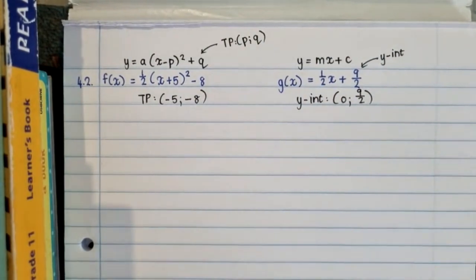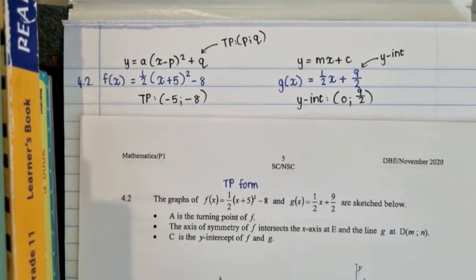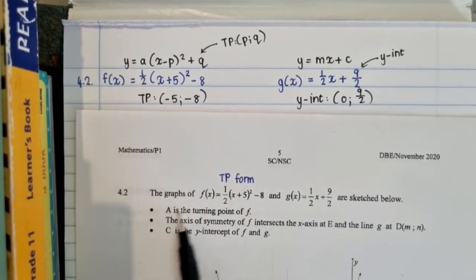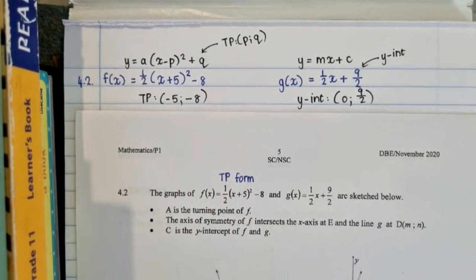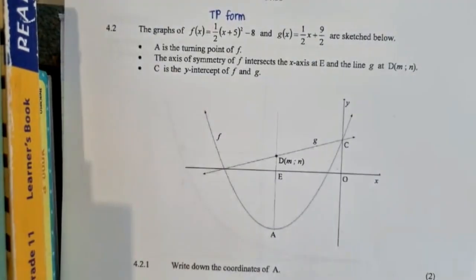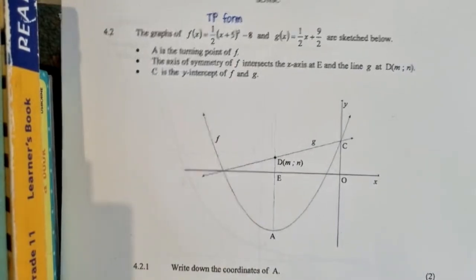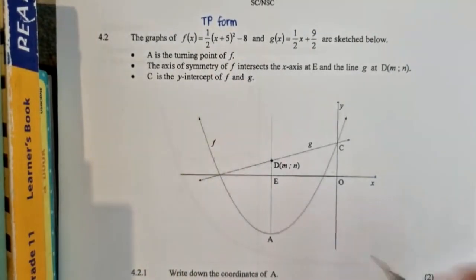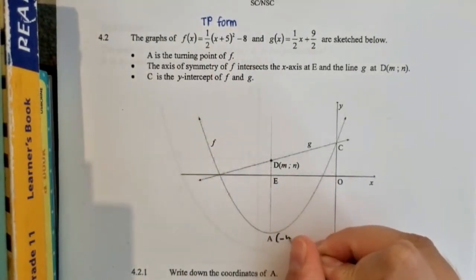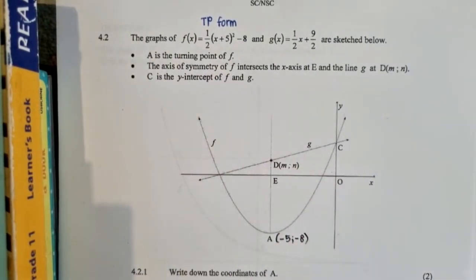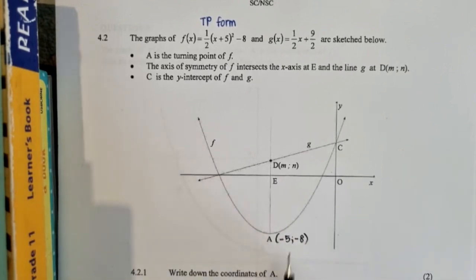Okay, let's look at the picture as well, because now they've given us the equations, and they're giving us some information about the graphs. They're saying that A is the turning point of F. If we're looking at the picture, A is this point down here, right? We've already written down that the turning point is negative 5, negative 8. So, guys, once you know that, fill it in on your picture. You can use your paper in whichever way you want. If you want to write all over it, that's perfectly fine. So we are putting the coordinates down there.